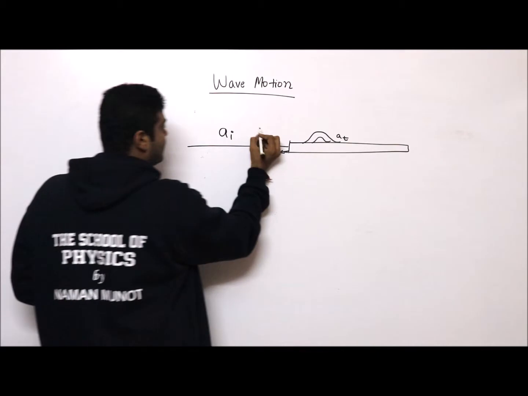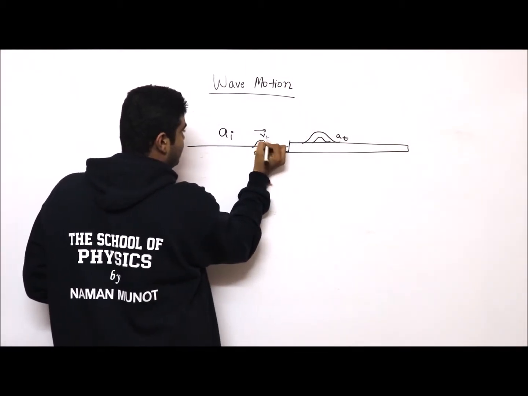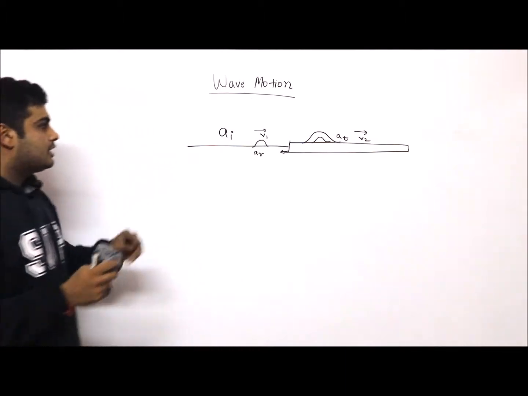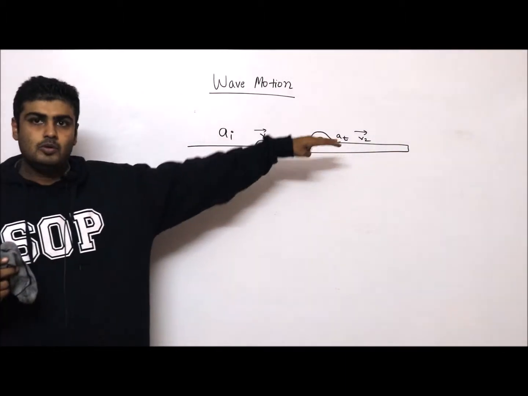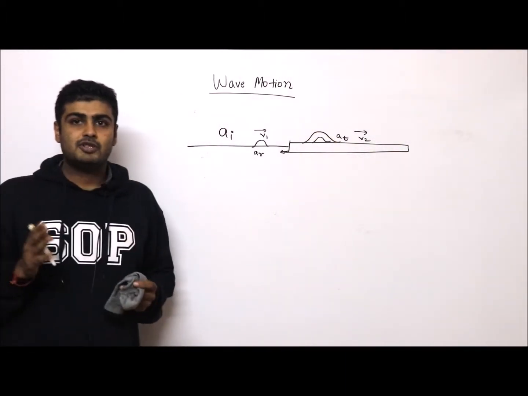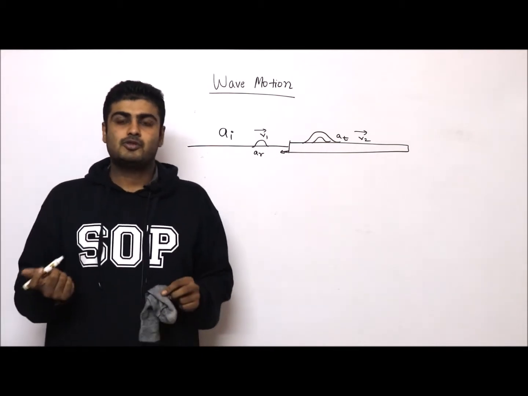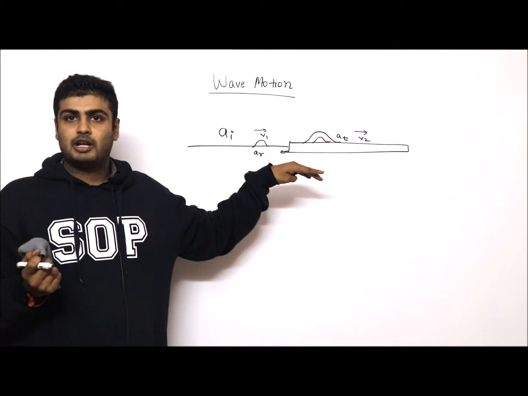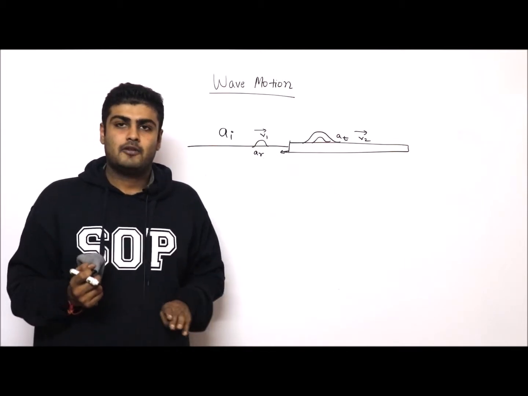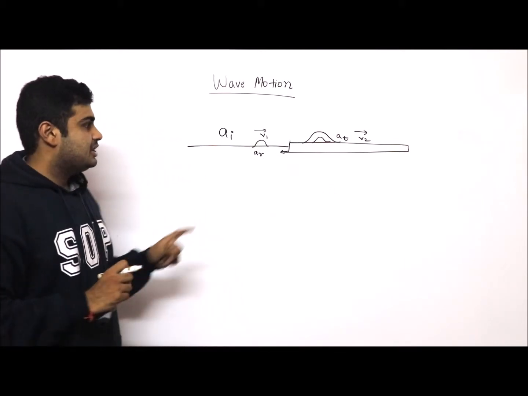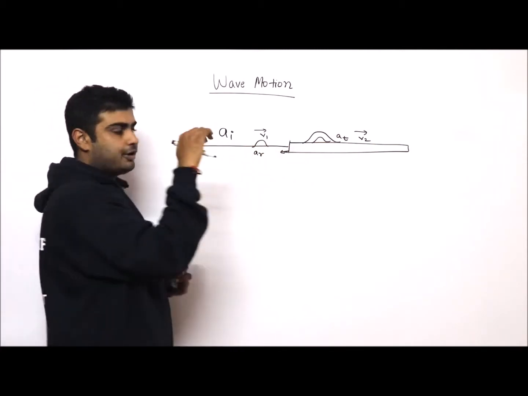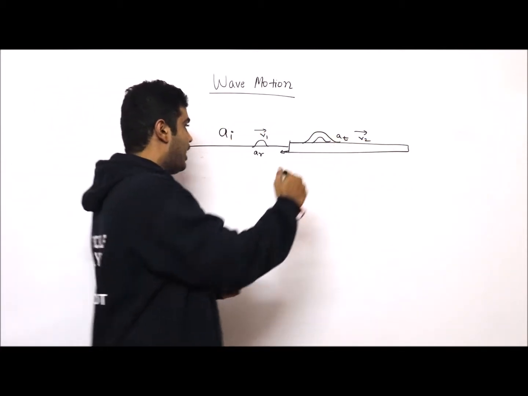Suppose the velocity initially was v1, and the velocity after this transmission is v2. There will be two very simple formulas, and we have to remember these two simple formulas. However, there will be no change in frequency or omega. So frequency and omega will be constant, but there will be a change in amplitude. This is the reflected amplitude, and that is the transmitted amplitude.